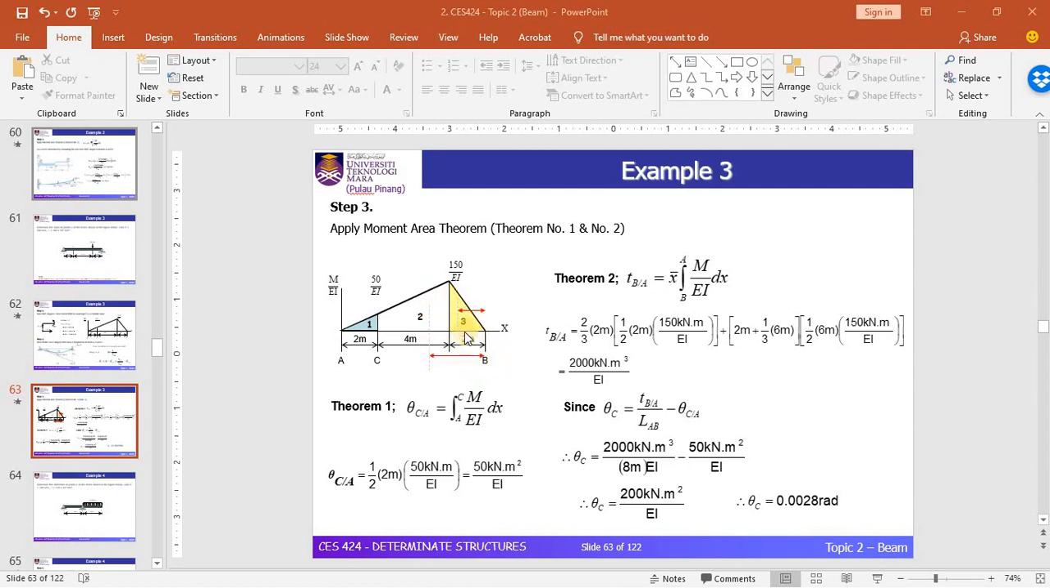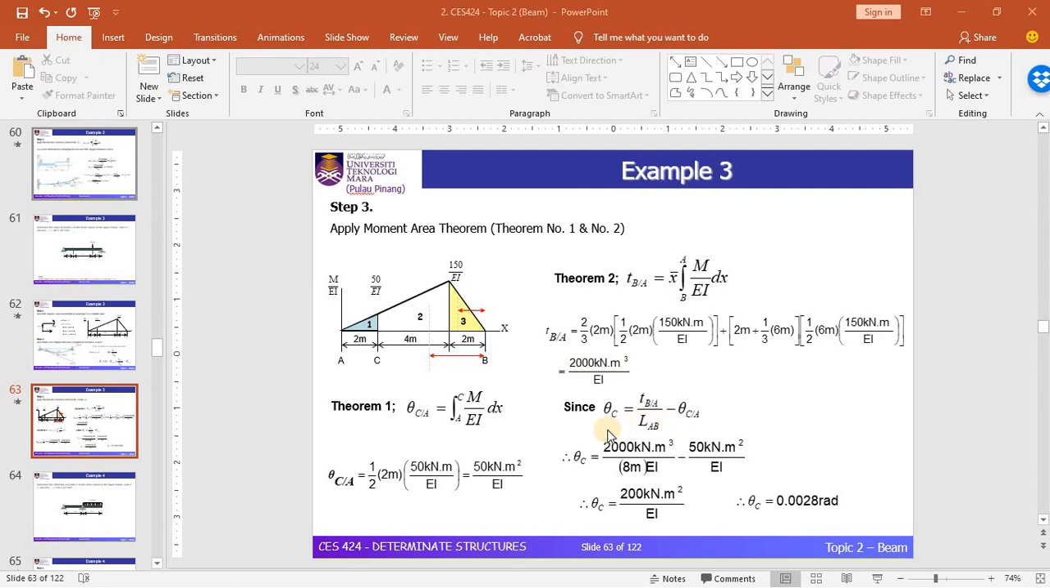And another one is the small triangle. The distance from the center of the small triangle towards point B, for the second triangle, you can see is 2 meter plus 1/3 multiplied by 6 meter, which is for the small triangle. The terms in the brackets represent the area of each triangle. Simplifying this equation, you can see that TBA is equal to 2000 divided by EI.